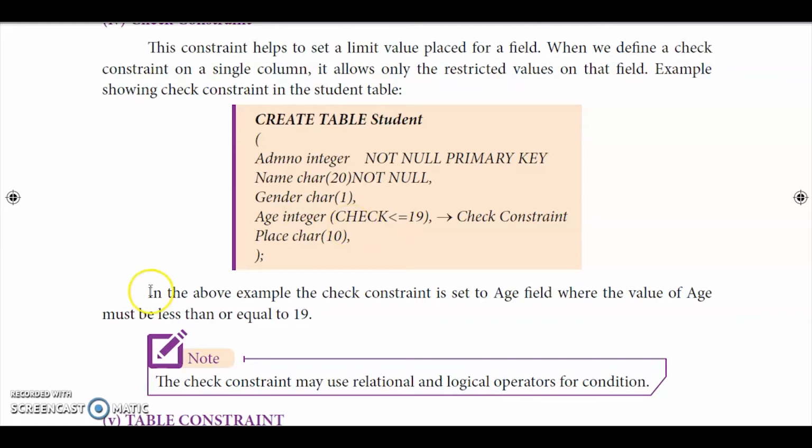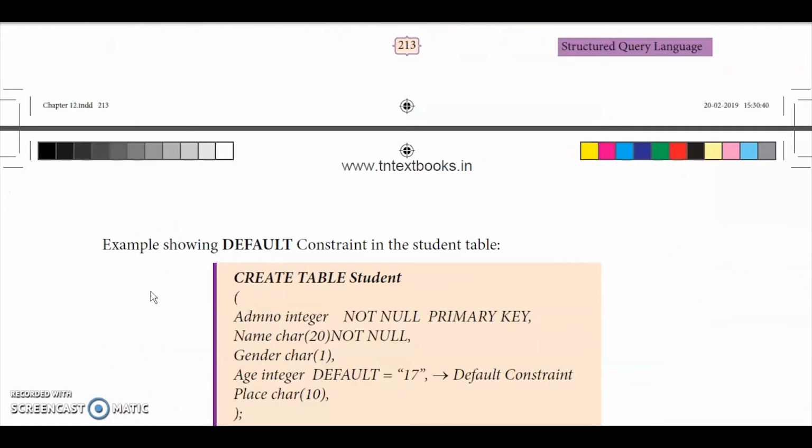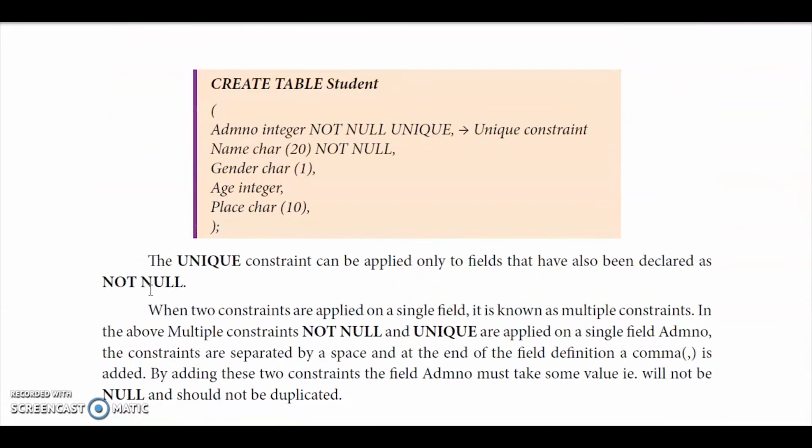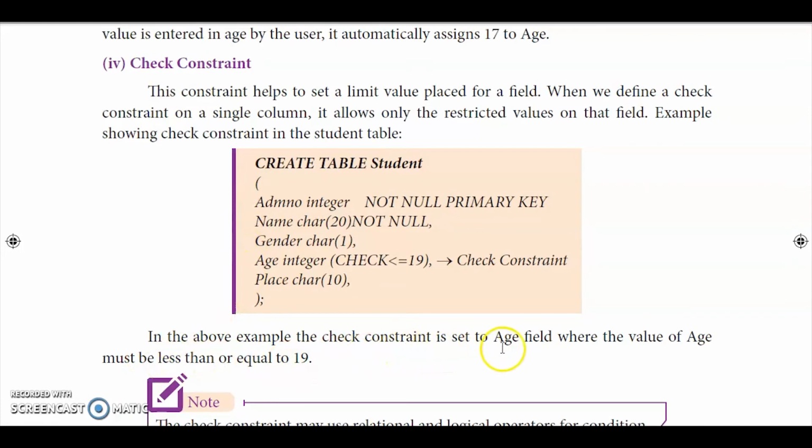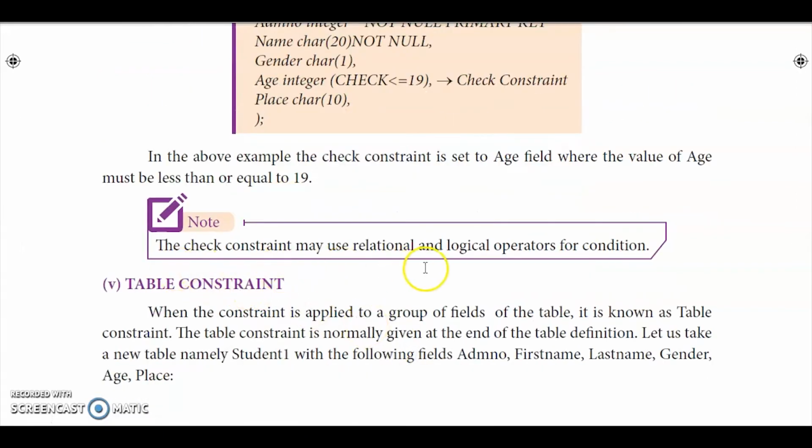Clear? So these 4 are the types of constraint. Okay, so next we will move on to the table constraint. So in this example, the check constraint is set to the age field where the value of age must be less than or equal to 19. So we can use both relational and logical operators. So next we are moving to the table constraint.